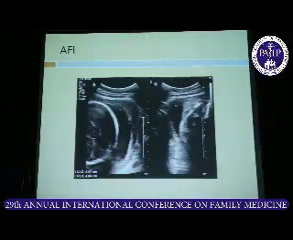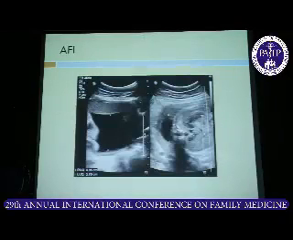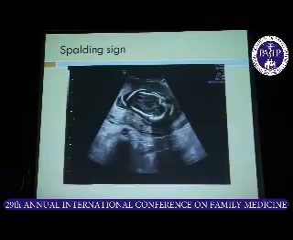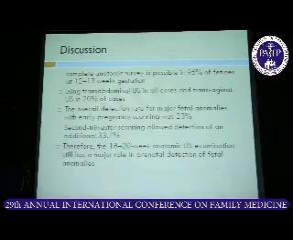Amniotic fluid index. This is very important for the growth, and we check it in the third trimester. Abruptio placenta: you see the placenta, there is a retroplacental hematoma. Spalding sign: death of the fetus, with crumbling of the cranial bones.